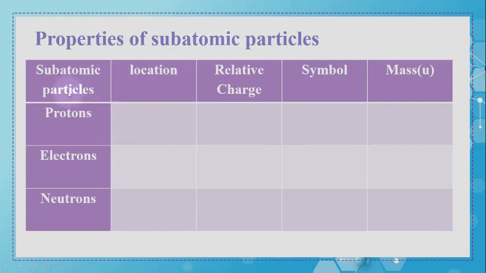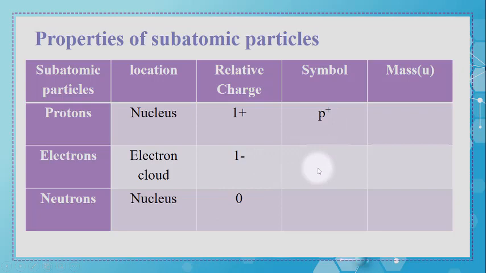Properties of subatomic particles. Subatomic particles are protons, electrons, and neutrons. The location of protons is the nucleus, the location of electrons is the electron cloud, while the neutrons are inside the nucleus. The relative charge of protons is 1 plus for each proton, of electrons is 1 minus for each electron, and of neutrons is 0. The symbol of a proton is P plus. The symbol of electrons is E minus, while the symbol of neutrons is N0.